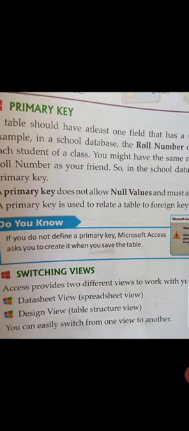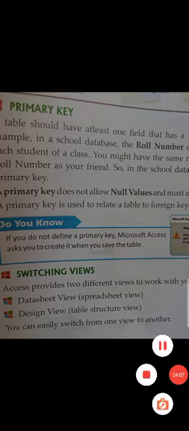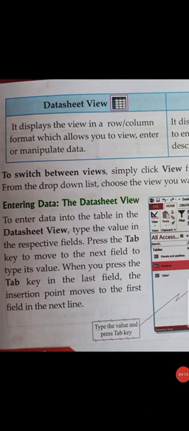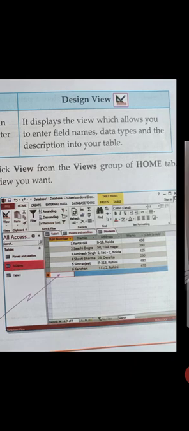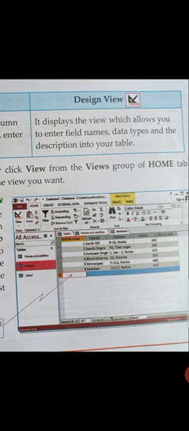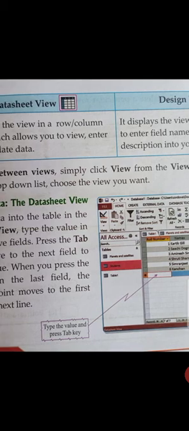Switching view. Access provides two different views to work with: datasheet view and design view. I already told you the meaning of datasheet view and design view. We can easily switch from one view to another, and we will see how. Datasheet view displays the data in a row and column format which allows us to view, enter or manipulate data. Design view allows us to enter field names, data types and descriptions into our table. In datasheet view, data will show in the table form, then we can edit easily. But in design view, we make the table and after that it will show in a description mode.